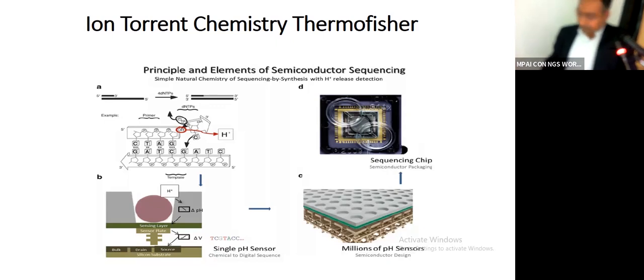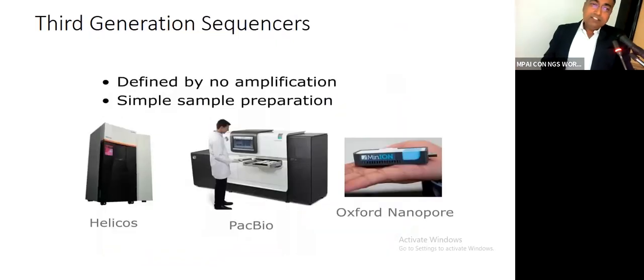And the third generation sequencers, traditionally two are there. One is Oxford and PacBio, and they do not have any amplification.